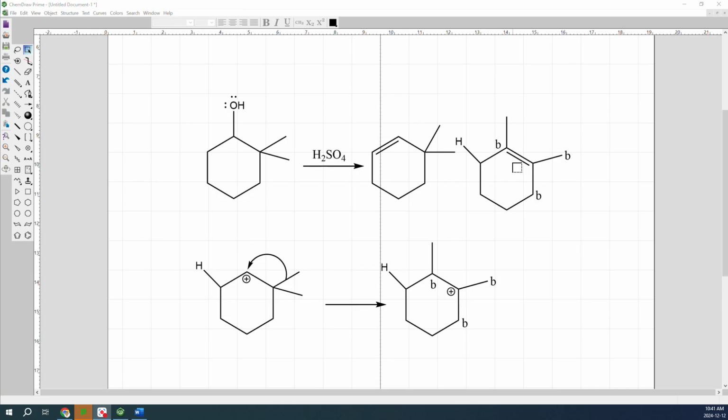It's a double bond from the beta carbon's hydrogen. So this carbon hydrogen, if you want, we could even throw that hydrogen in here. And this is the hydrogen that water is going to abstract to form a double bond to make this alkene.